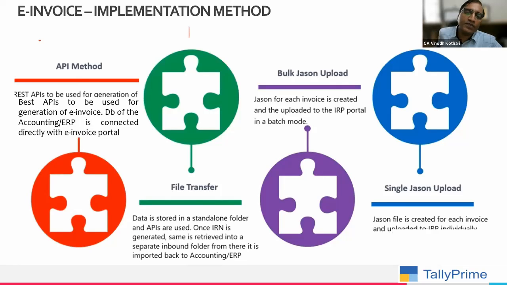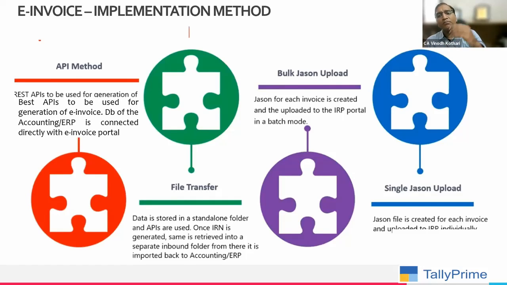Next method is the file transfer method. Data is stored in a standalone folder and APIs are used. That is additional, some software is used. That means your accounts is a separate software, from which you generate a JSON file. Then you buy another software which gives you only the e-invoice generation. This data you upload in that software and then upload in the portal and generate the e-invoice.